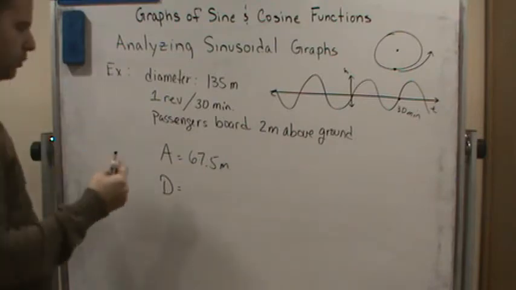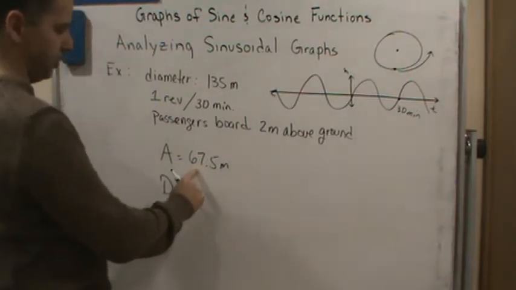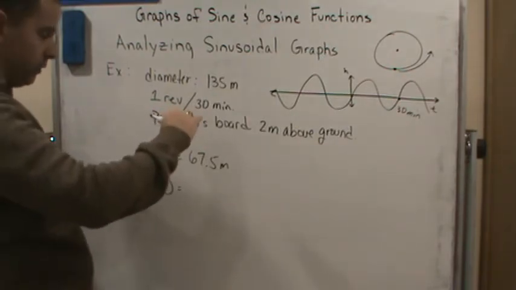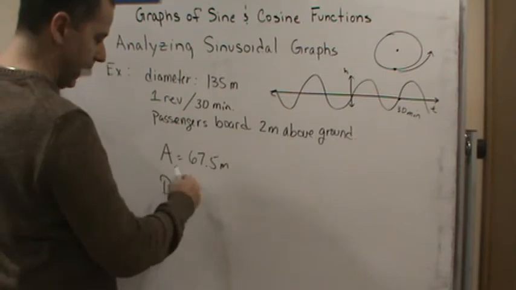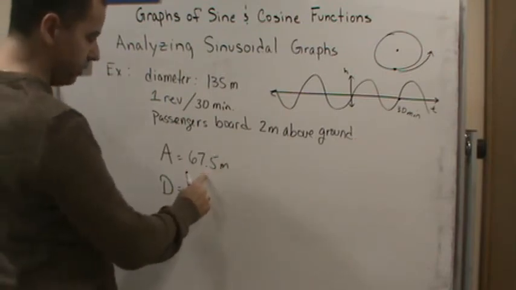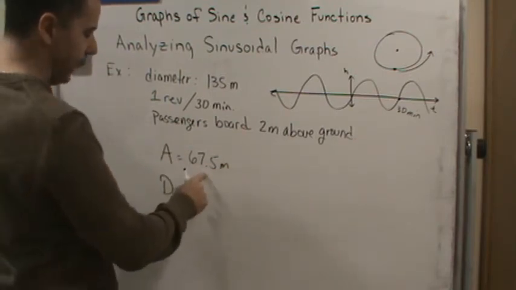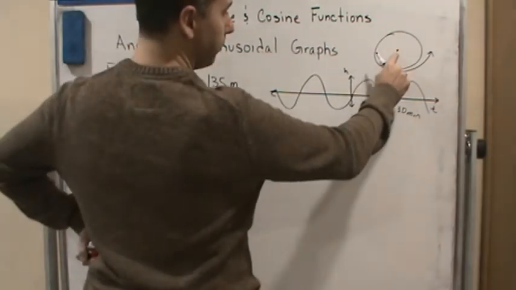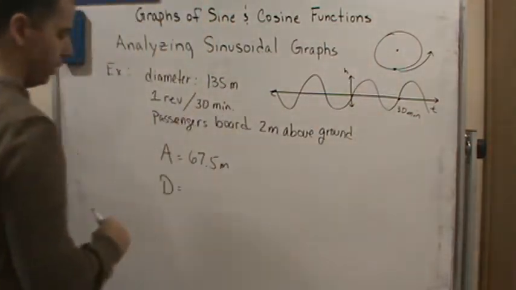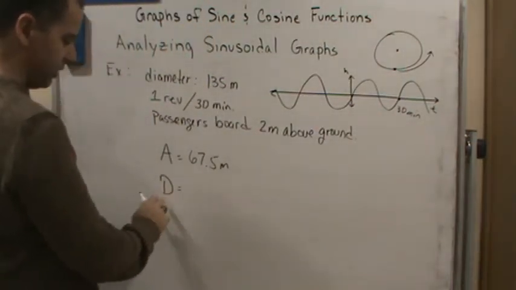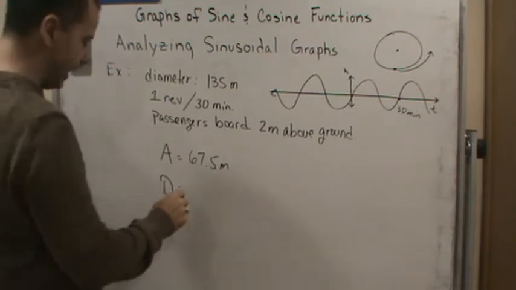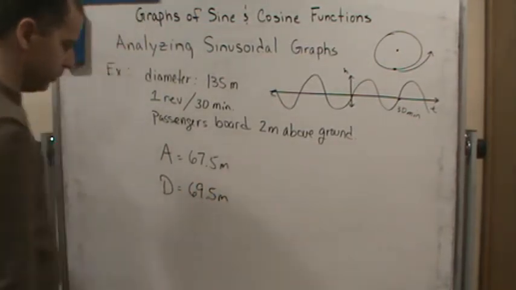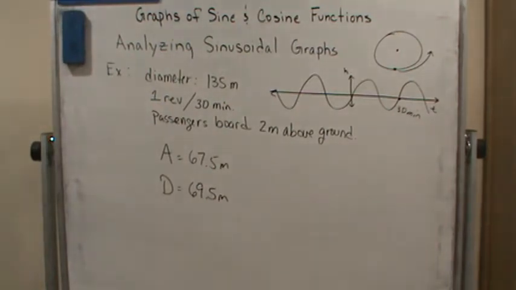But the center of the Ferris wheel isn't the same as the amplitude, because the wheel isn't sitting on the ground. It's sitting 2 meters above the ground. So we're going to add 2 more meters to the amplitude, to the midline. That means D, the vertical shift of the height, is actually going to be 69.5 meters, not 67.5 meters.